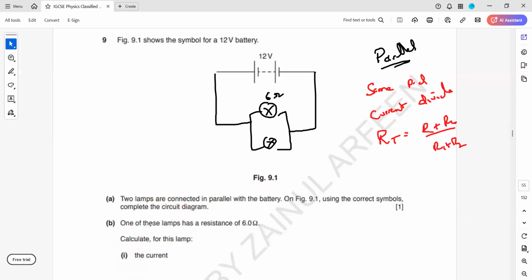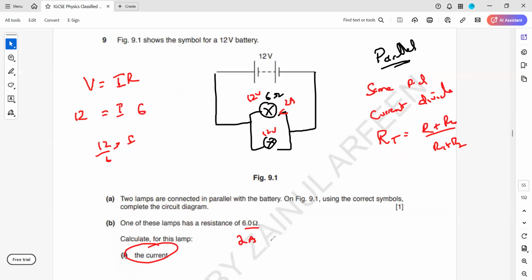Okay. One of these lamps has a resistance of 6 ohm. So what is the voltage? If it's a 12-volt supply, this will be 12. This will also be 12. How much is the current? The question is, what is the current? So V equals IR. Resistance is given, 6 ohm resistor. So 12 is the voltage, current we don't know, and the resistance is 6. So how much? 12 divided by 6 equals 2 ampere. So the current here is 2 amps.